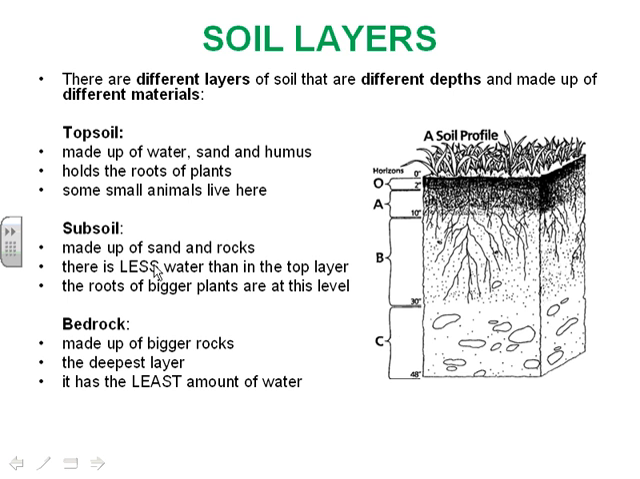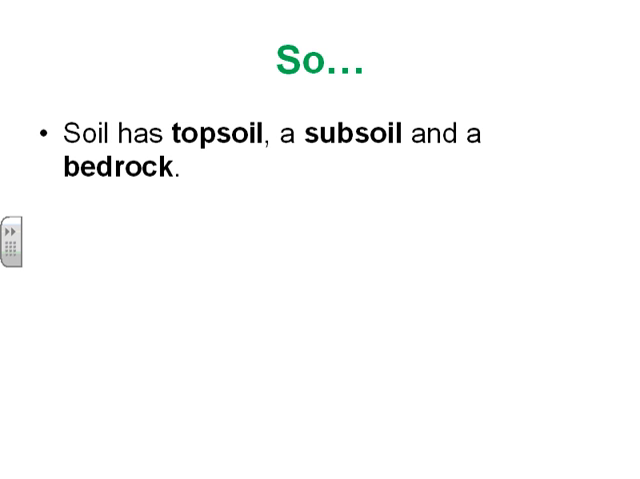Subsoil is made up of sand and rocks. There is less water than in the top layer. The roots of bigger plants are at this level. And bedrock. This is made up of bigger rocks. It is the deepest layer. It has the least amount of water. So, soil has a topsoil, a subsoil, and bedrock.